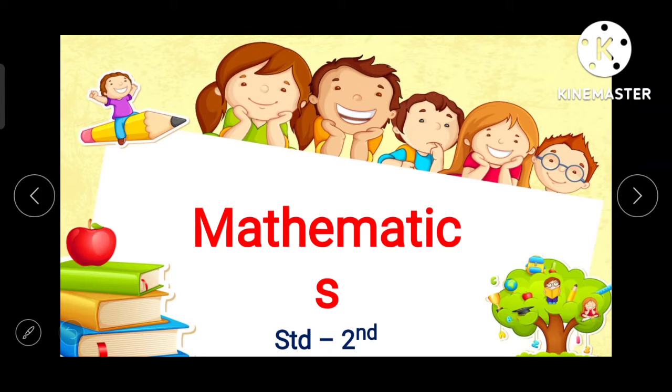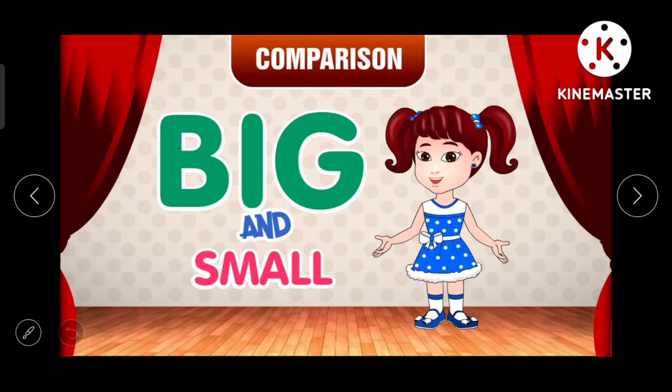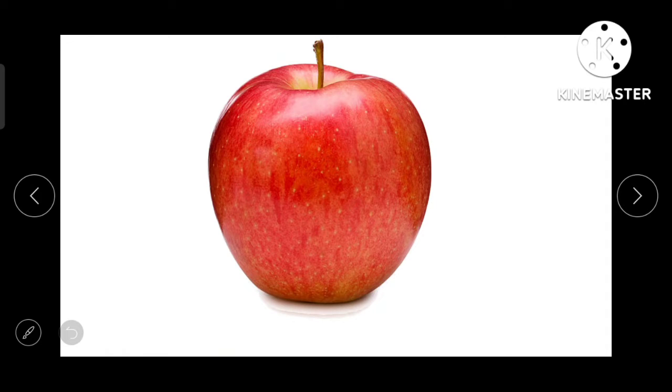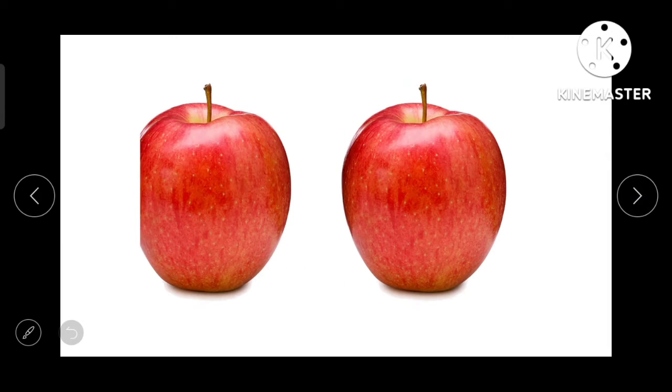Students, today in standard second mathematics we are going to learn how to compare objects on the basis of their sizes. And for this, on the screen we have an apple. Look at this apple very carefully. There is one apple on the screen, and now there are two apples on the screen.